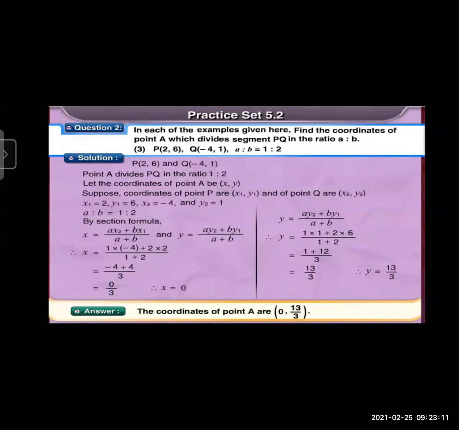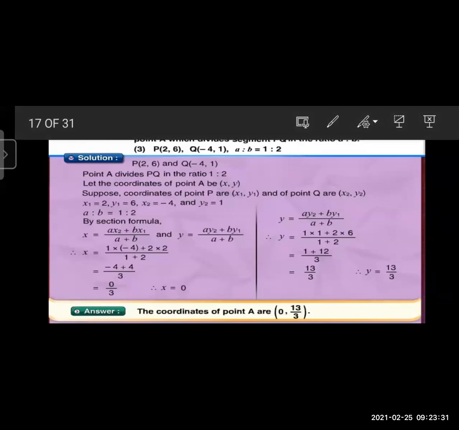Okay, again we take another example. Here we have 2 points P and Q, and the ratio is 1:2. So x1 is 2, x2 is -4, y1 is 6 and y2 is 1, and m is 1 and n is 2. So substitute in this, so we get x is equal to 0. Yes, x is equal to 0 and y is equal to 13 by 3.